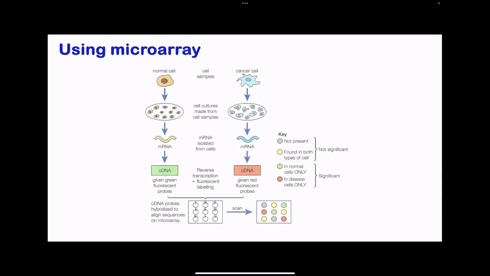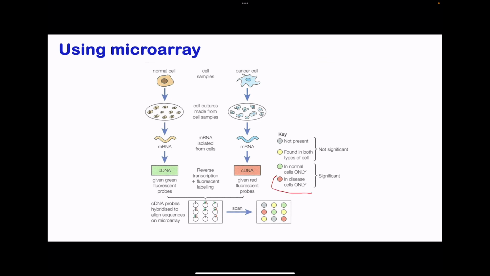The added labeled cDNA hybridizes with the probes. The microarray is scanned to measure fluorescent light produced by the different spots. If both samples are expressing the genes, the color is yellow. If the experimental sample expresses more than the control, it will appear red. If the experimental sample expresses less than the control, then it's going to appear green.